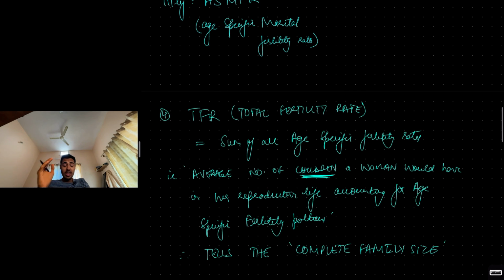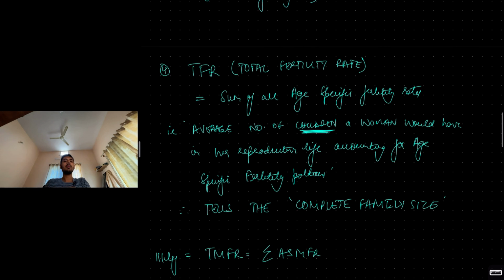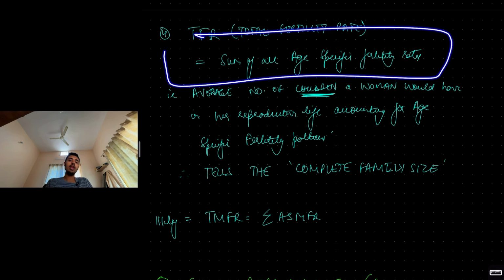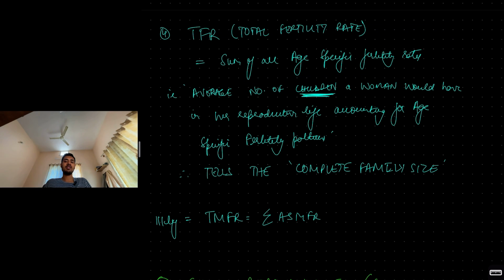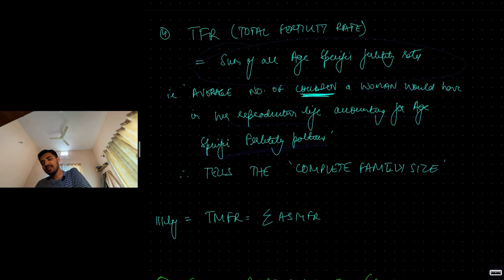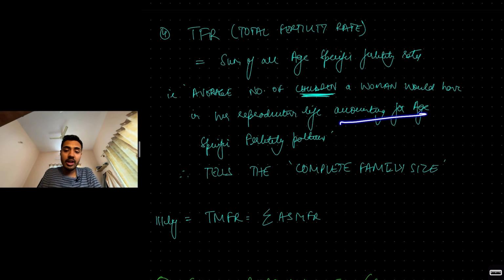GFR done, GMFR done, ASFR done, ASMFR done. Now coming to TFR, total fertility rate. Just add all the age specific fertility rates, sum of all age specific fertility rates. This is important. Definition is important. Average number of children a woman would have in her reproductive life, accounting for age specific fertility patterns. Because it is the sum of all the age specific fertility rates, accounting for age specific fertility patterns, the number of children a woman would have.